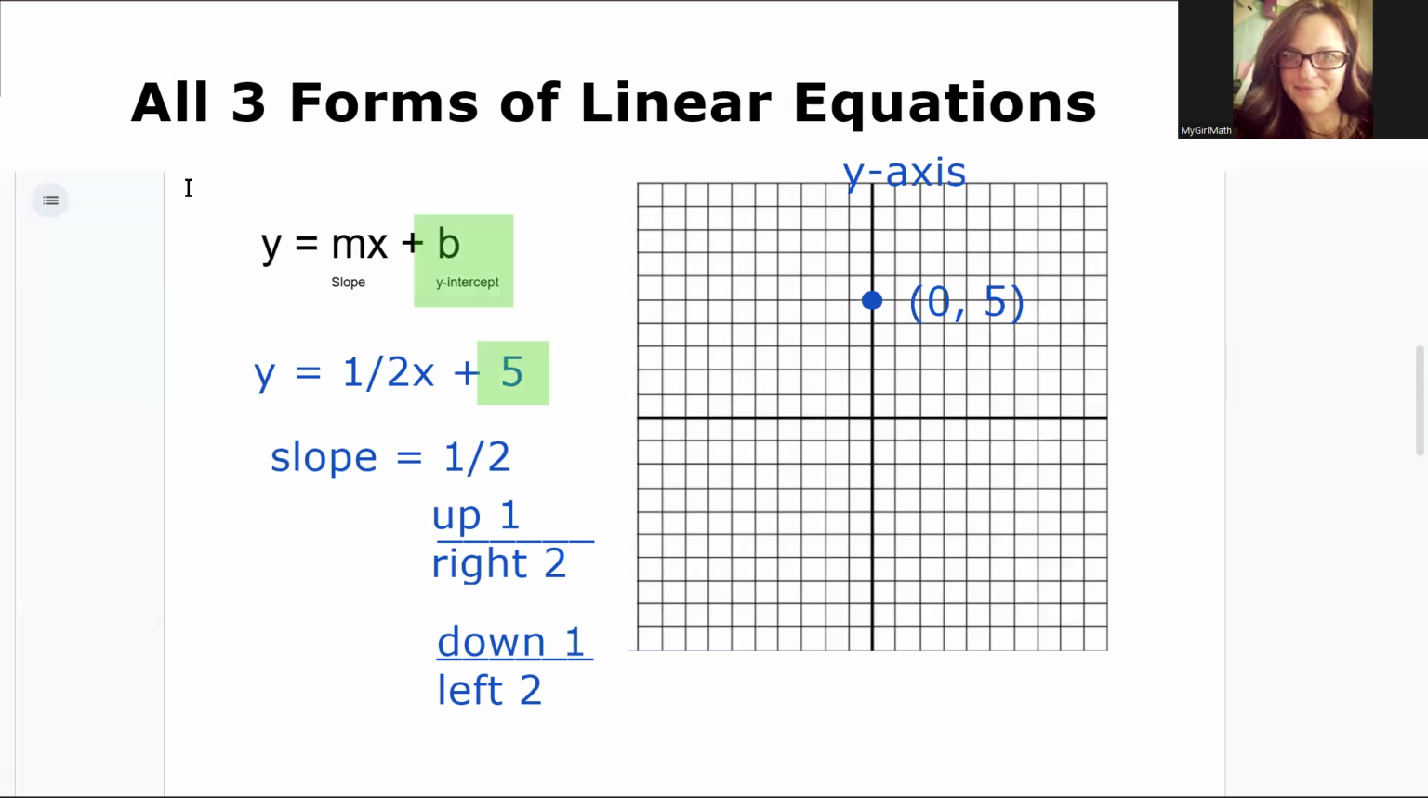Then we can use our slope and go up 1 and to the right 2 to get the second point on our line. Going the other way, we could go down 1 and left 2 to get another point on this line. And that is our slope-intercept form. Let me finish by graphing this line. There we go. Y equals 1/2 x plus 5. Slope-intercept form. Y equals mx plus b.